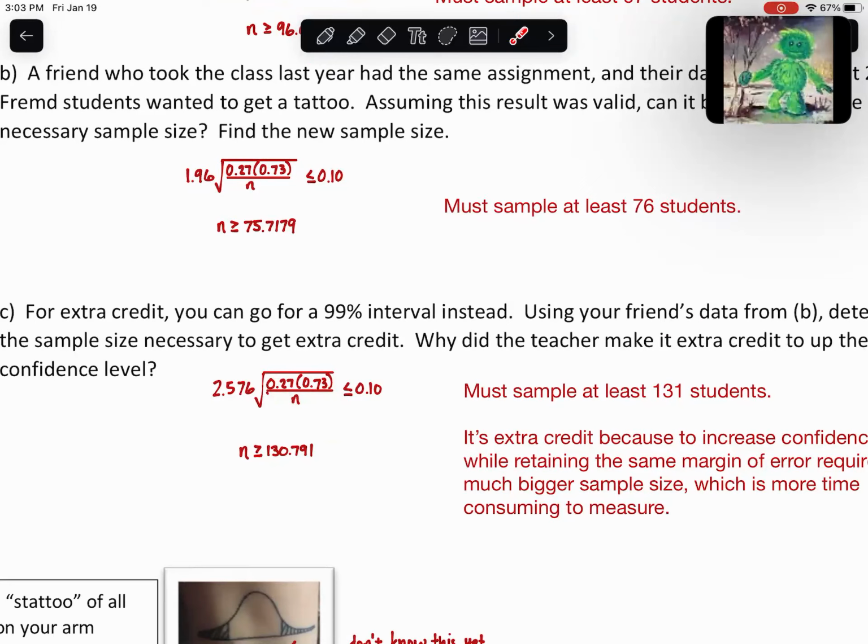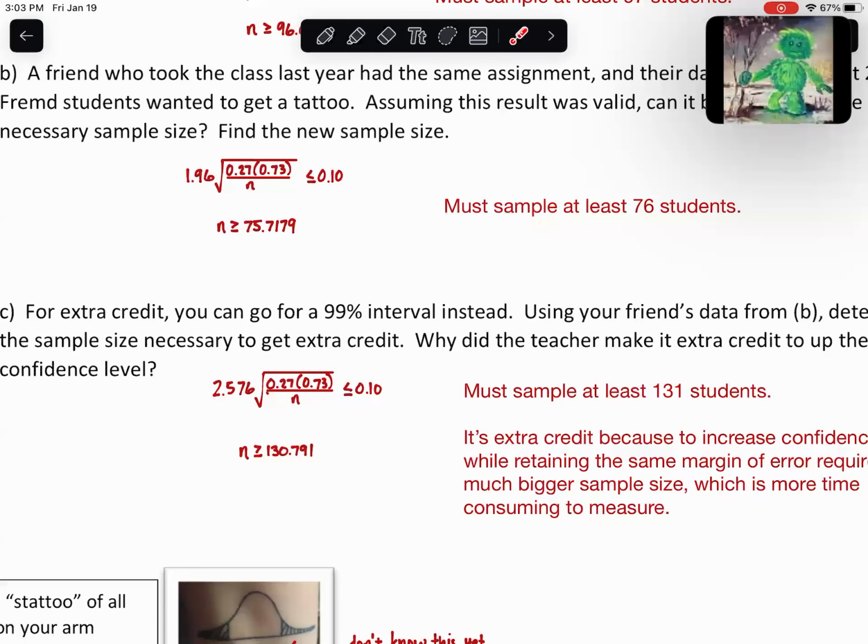So the only change here comes in the z-score. The z-score is what's tied to your confidence level. So we go back to inverse normal once again. I need to feed the calculator a 0.005 to get this result here.